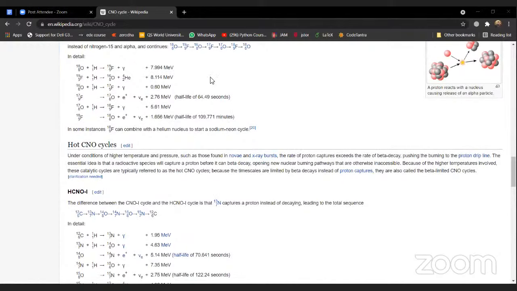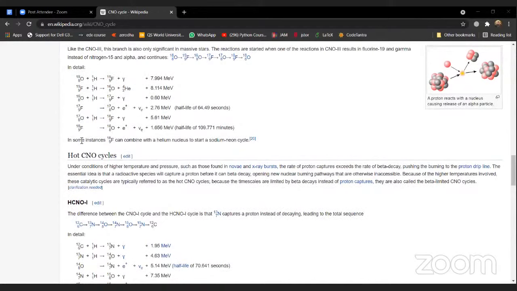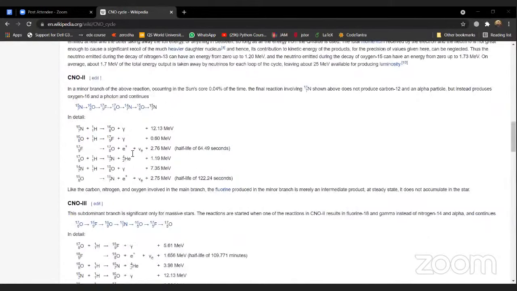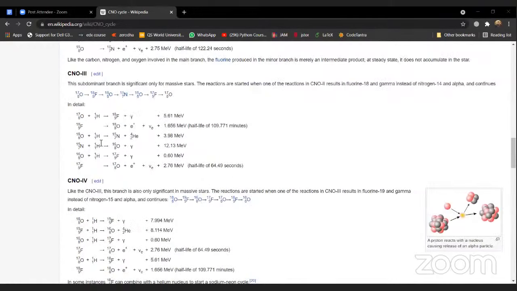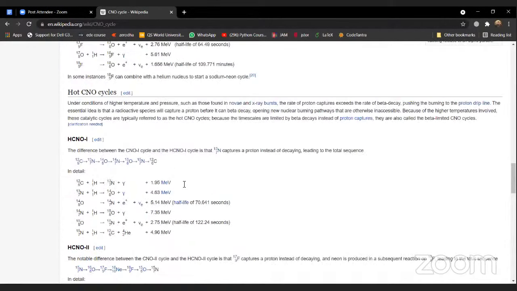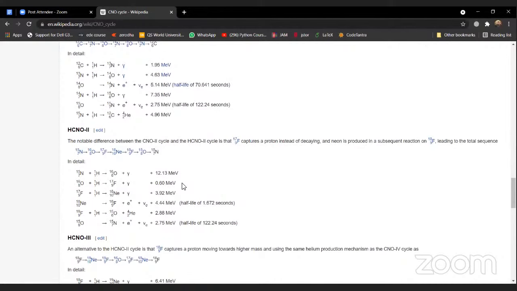Okay. So, as I said, in cold CNO2, we see that the oxygen atom captures the proton. Now, in hot CNO2, it captures the proton, and the fluorine atom will also capture the proton here, whereas in cold CNO2, it undergoes a beta decay process. Why this happens, as I said, is because the rate of capture of proton is faster than the beta decay process. That's the only difference between the cold cycle and the hot cycle. The rest of the reactions remain the same.